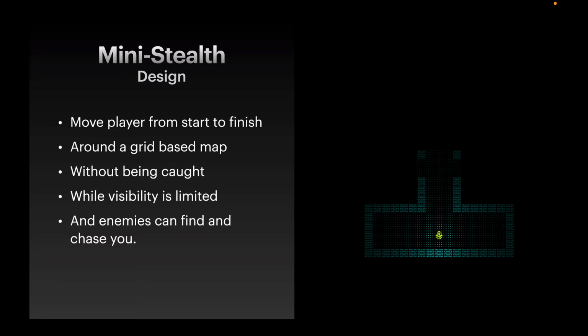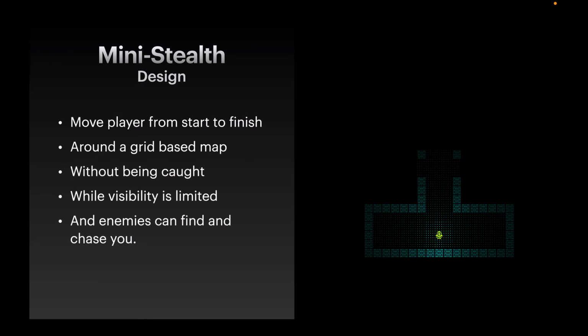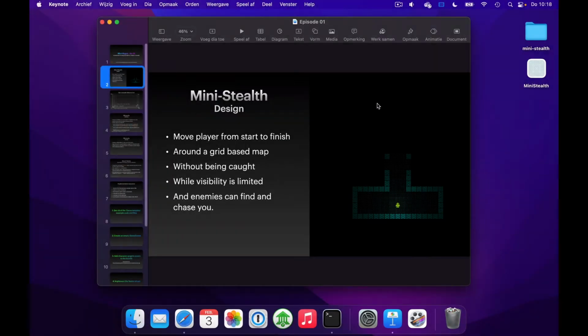the objective is to move and play a character from start to finish in a grid-based map, all the while not being caught by any of the enemies. Your visibility will be limited, and enemies will have basic AI that can find and chase you. So let's show the game first.